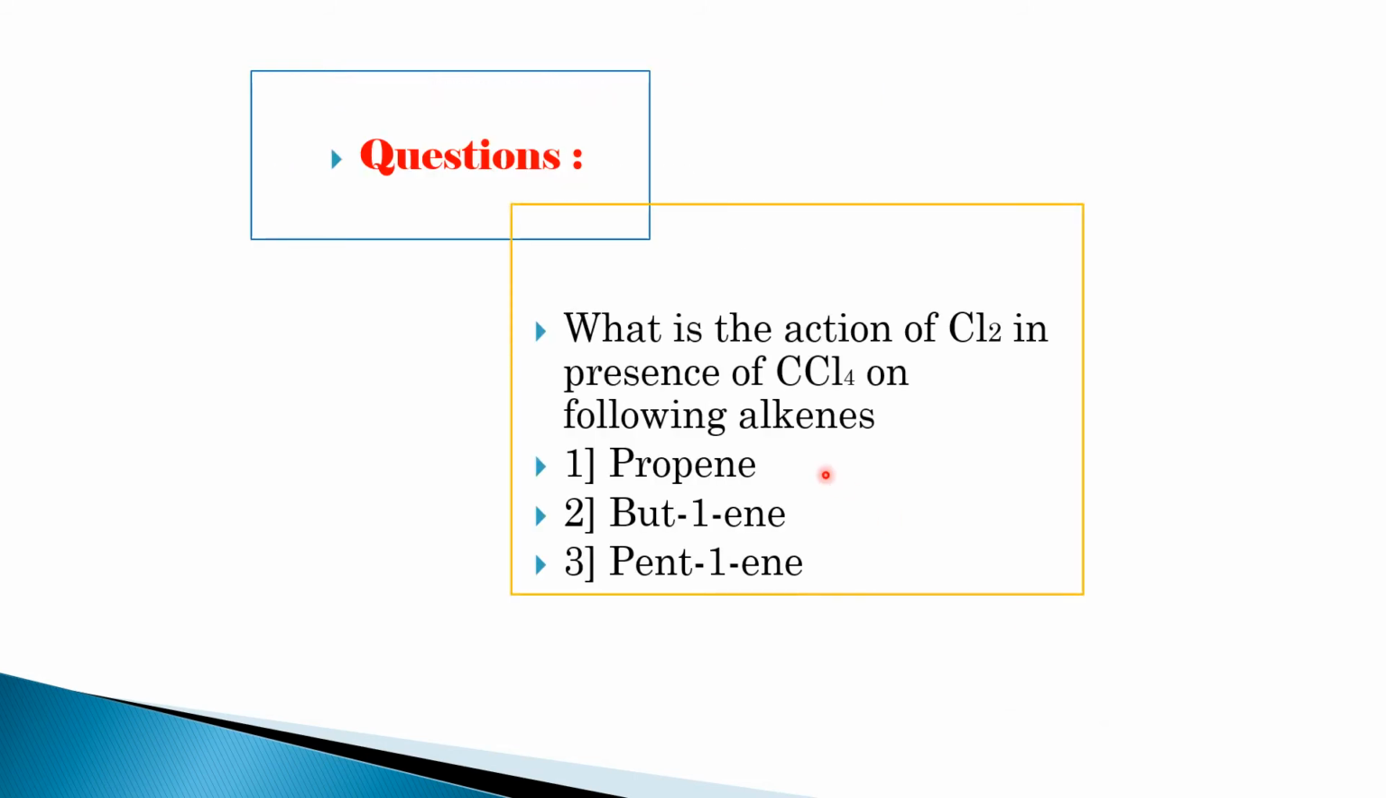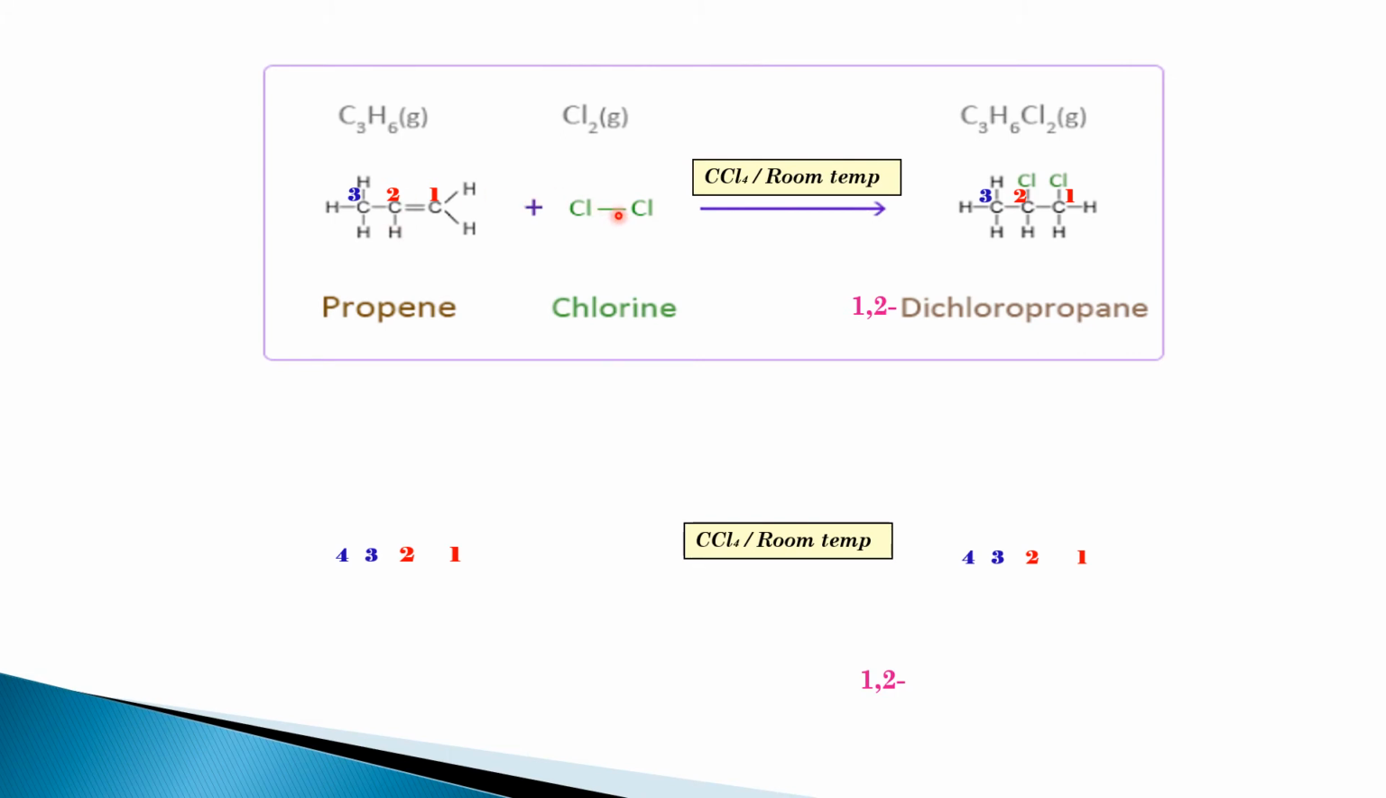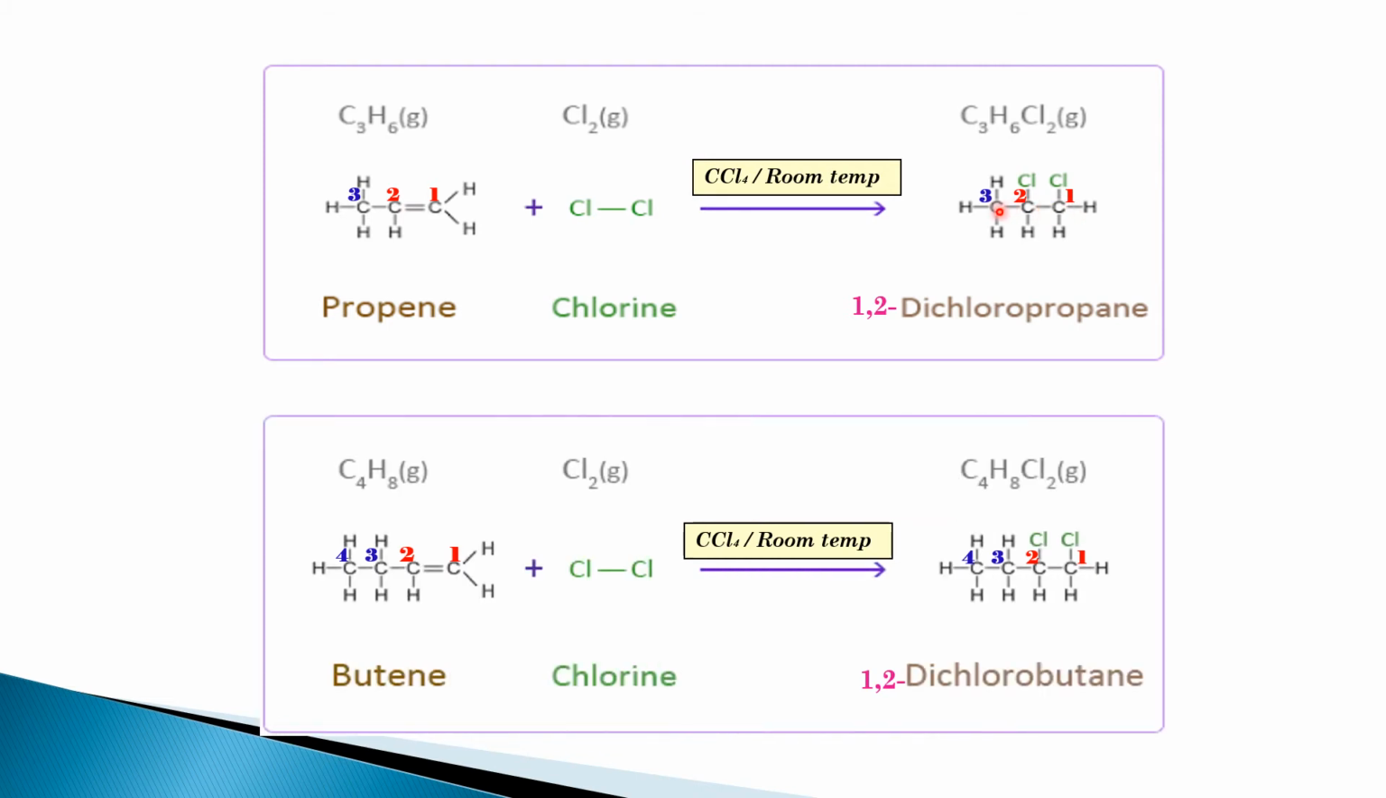Then questions. What is the action of Cl2 in presence of CCl4 on following alkenes? Propene, but-1-ene and pent-1-ene. When propene reacts with Cl2 in presence of CCl4 at room temperature, it gives 1,2-dichloropropane, in which Cl2 is added across the carbon-carbon double bond, because of which double bond is converted into single bond. Then second example, when butene reacts with Cl2 in presence of CCl4 at room temperature, then it gives 1,2-dichlorobutane, in which Cl2 is added across the carbon-carbon double bond, because of which double bond is converted into single bond.